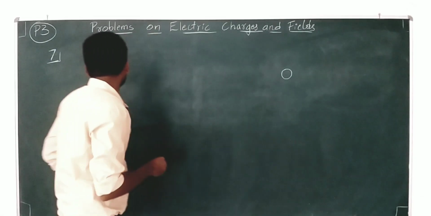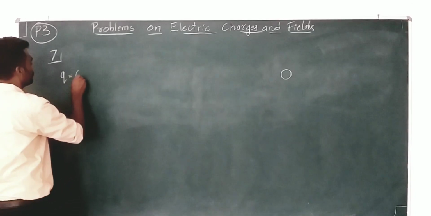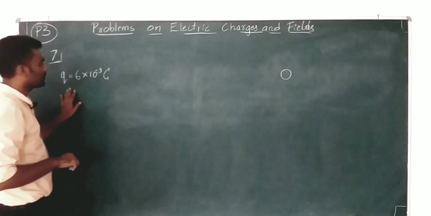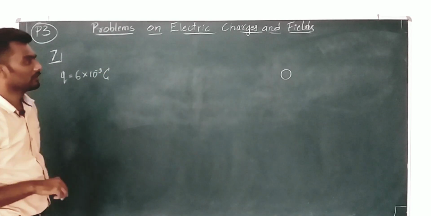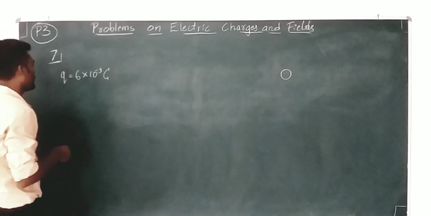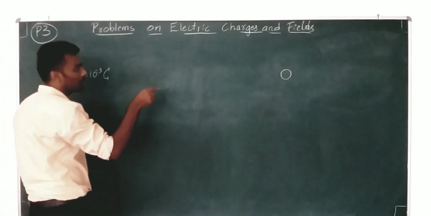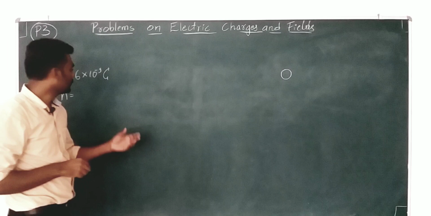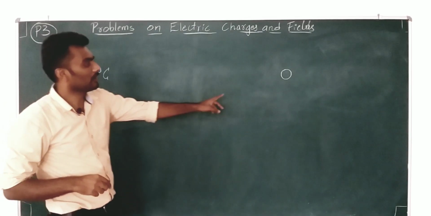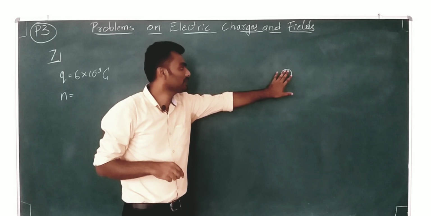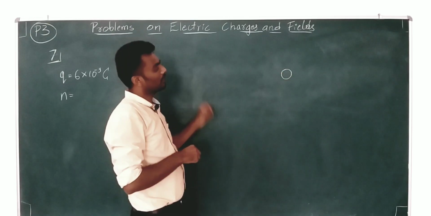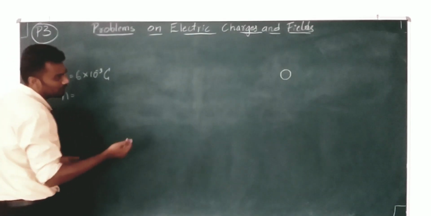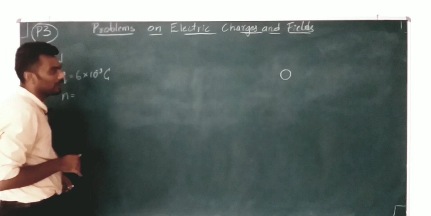This metal sphere has to be charged to 6 nanocoulomb. 6 into 10 to the power of minus 9 coulomb is the charge that this metal sphere is to be charged with. Now the question is, what is the number of electrons that has to be removed? Obviously the kind of charging that we are doing is positive charging, right? This sphere is to be charged positively, so we need to remove electrons in order to charge a sphere positively. If it is negative, then we should have added extra electrons.